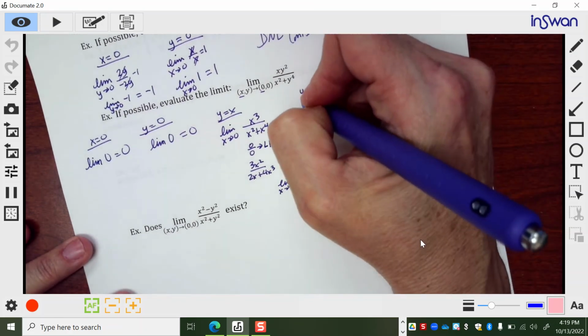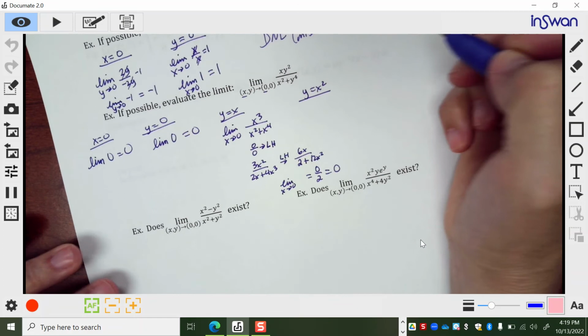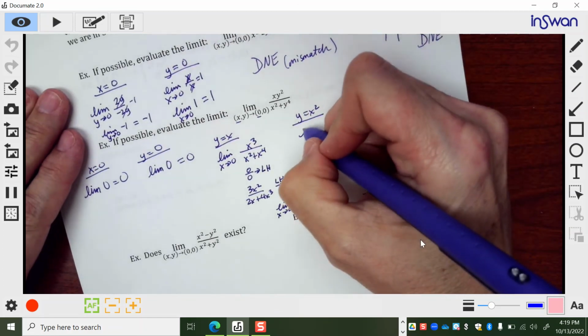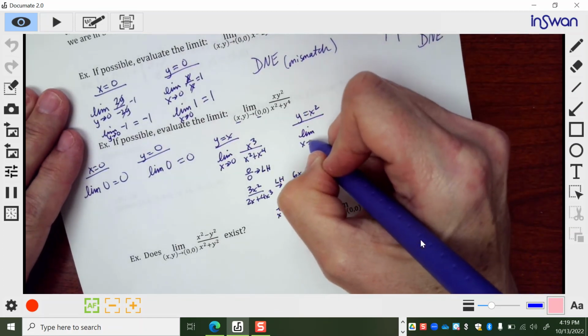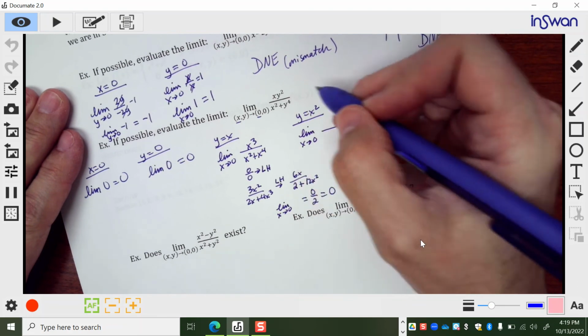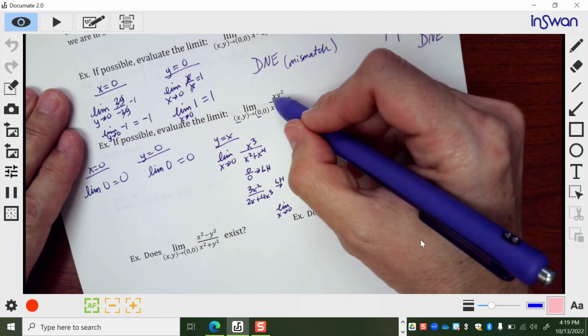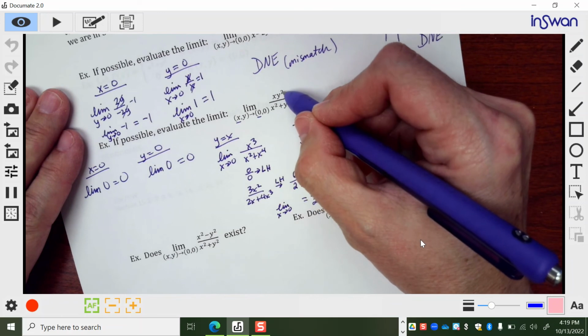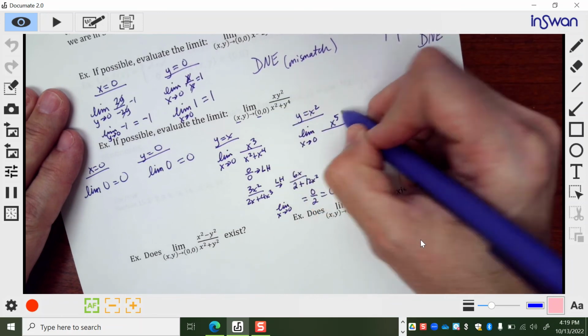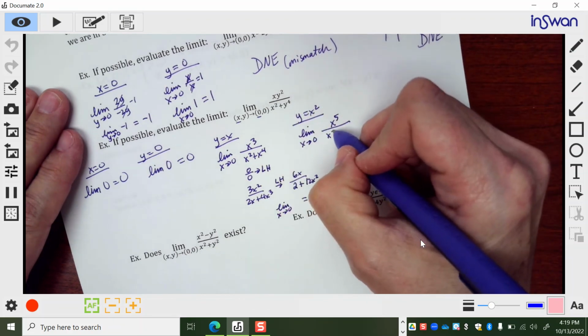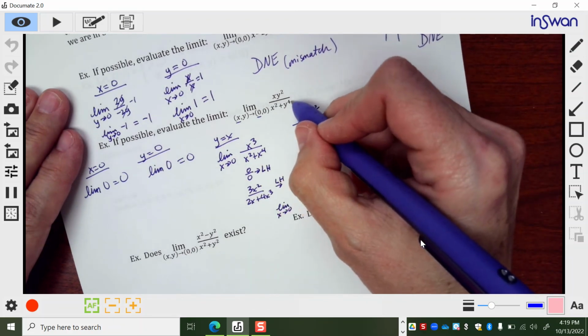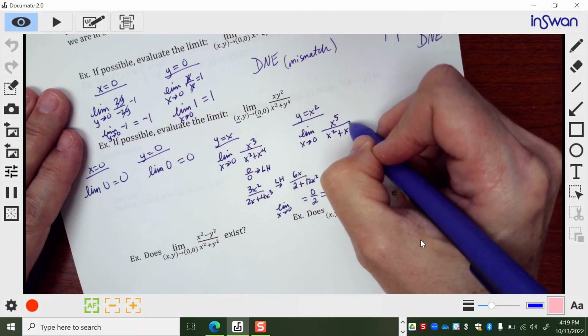So let's try y equals x squared. So all the y's are turning into x squareds. So I have my limit as x goes to 0. This y is an x squared. So I have an x, and I have x squared squared. So that's x to the 4th and x, so it'd be x to the 5th. On the bottom, that x squared staying, and then I have an x squared to the 4th power, so that would be plus x to the 8th.